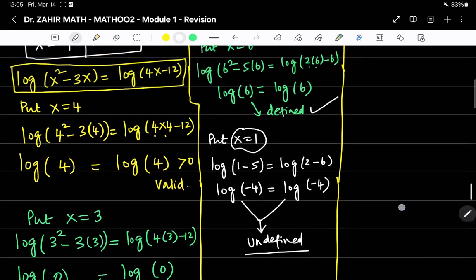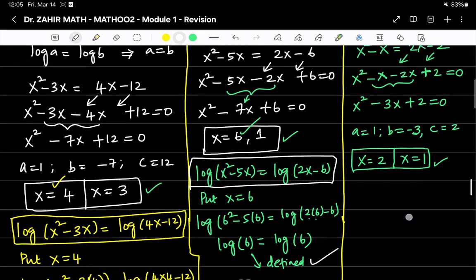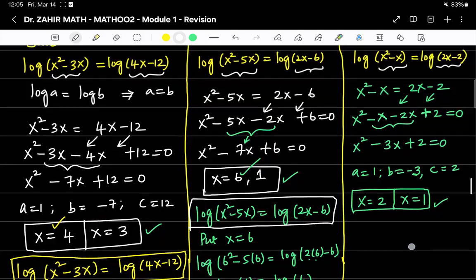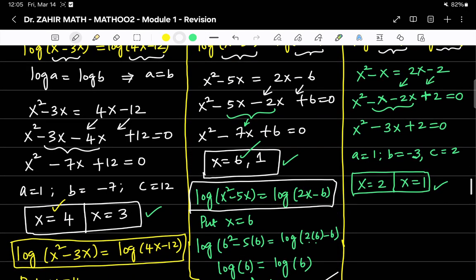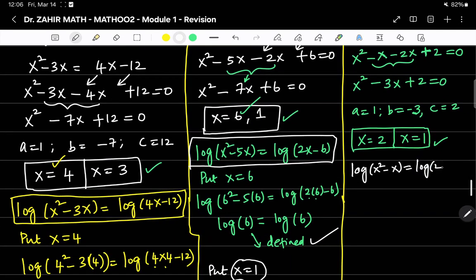Okay, right. Is it like this, teacher? For every question there is only one solution, but not necessarily. Sometimes both of them satisfy. Okay, right. So what is your equation in this? Your equation is log of x square minus x equal to log of 2x minus 2.